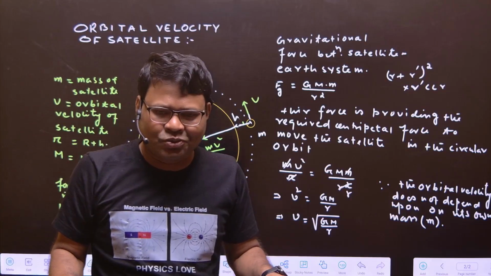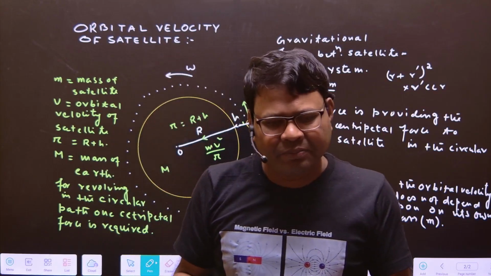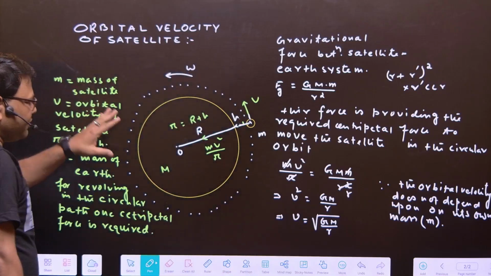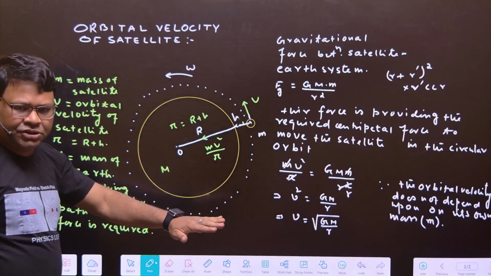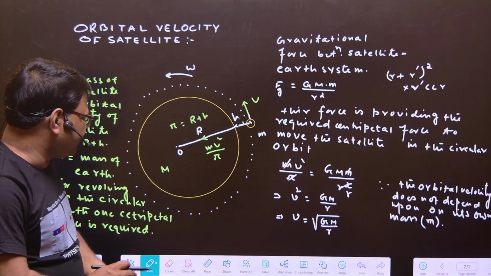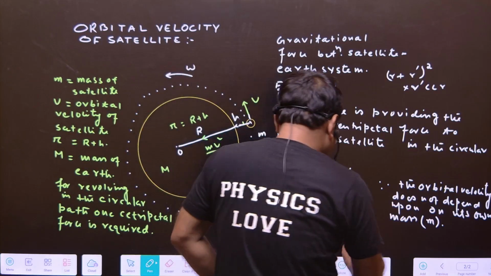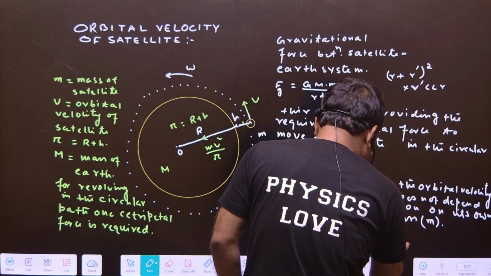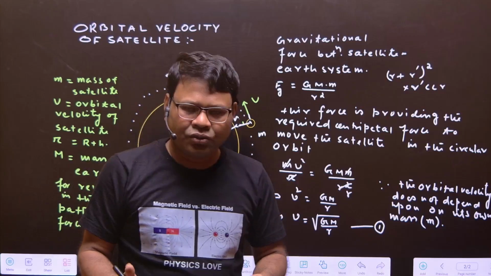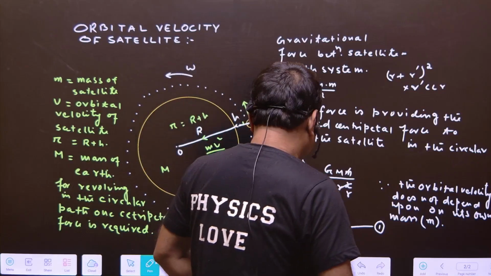Up to this clear, students? Please copy this. I think you have copied this. Any objection, students? You have understood, no? Okay. So now I am changing my page here. Assume this formula is equation number 1. I am going to the next page.